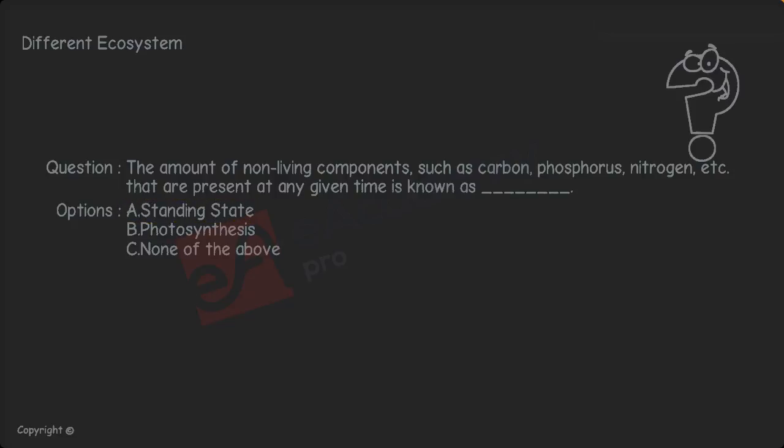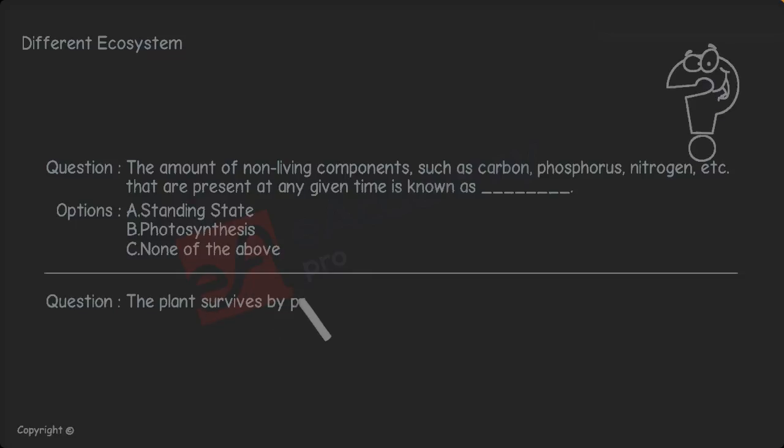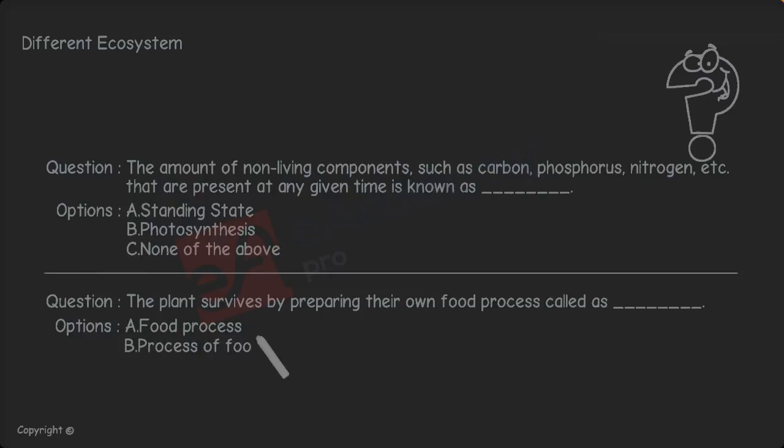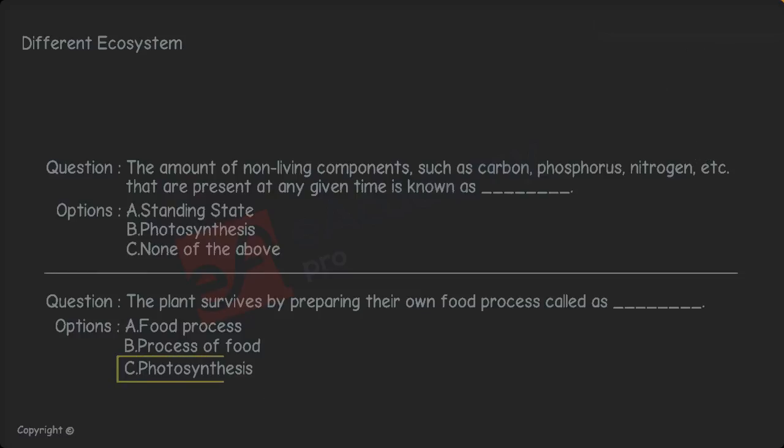Standing state. Number 2. The plant survives by preparing their own food, a process called as dash. The options are A. Food process, B. Process of food, C. Photosynthesis. The correct option is option C. Photosynthesis.